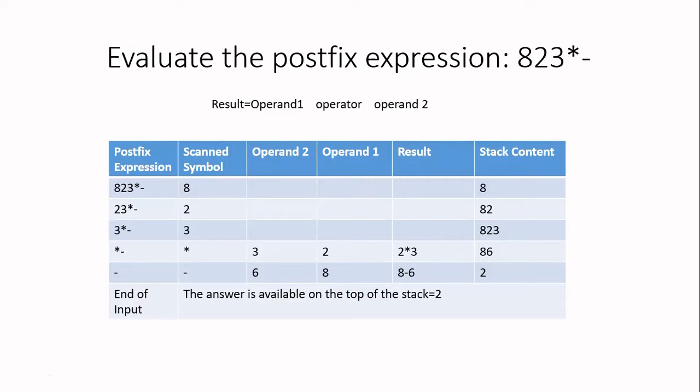Whatever operand you are popping first, that will be operand 2. So that I have written first. Then whatever operand you are popping second, that will be operand 1. So that is the fourth column.